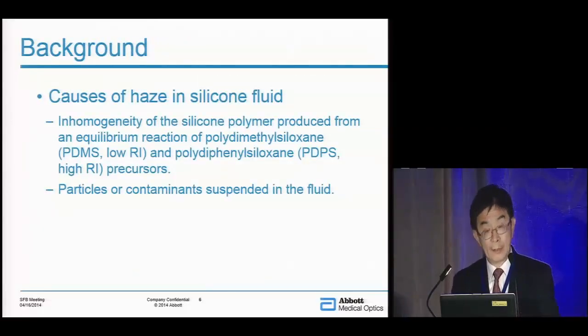This is my last background slide, to introduce why we think the haze level exists. If you try to increase the refractive index of silicon fluid polymer, you need to add phenyl groups. It's a ring opening between low refractive index dimethyl cyclic and high refractive index diphenyl cyclic. Because the ring opening rate is different between these two ingredients, they cause inhomogeneous formation of the final product. That's why they cause the haze issue. Particles and contaminants are also possible causes of haze.